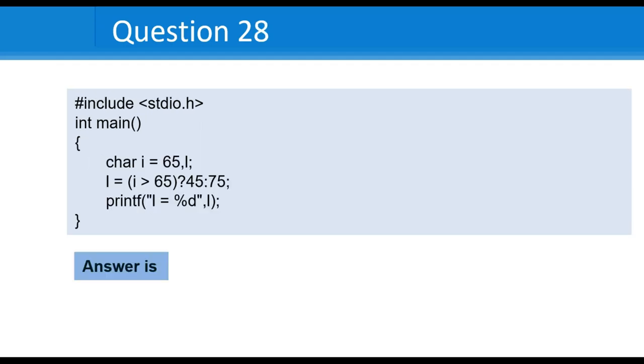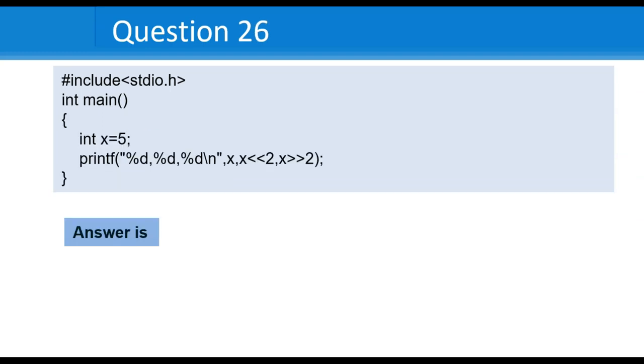Next one, this is an operator I think all of you would know. It's a ternary operator. So it checks whether I is greater than 65, and if it is true, then it assigns 45 to I, or if it is false, it will assign 75. So you can guess the answer. The answer is 75 because 65 is not greater than 65.